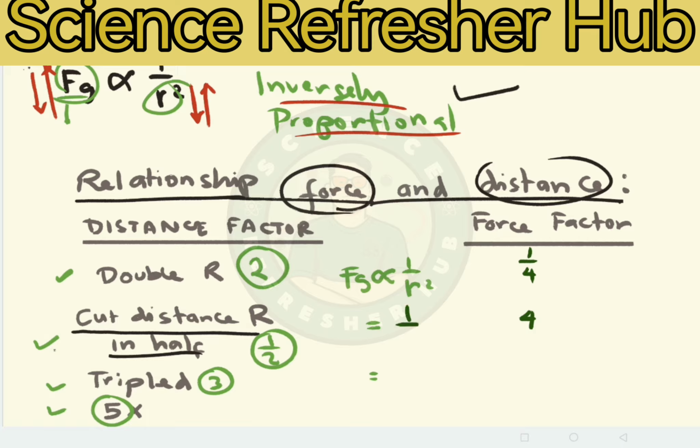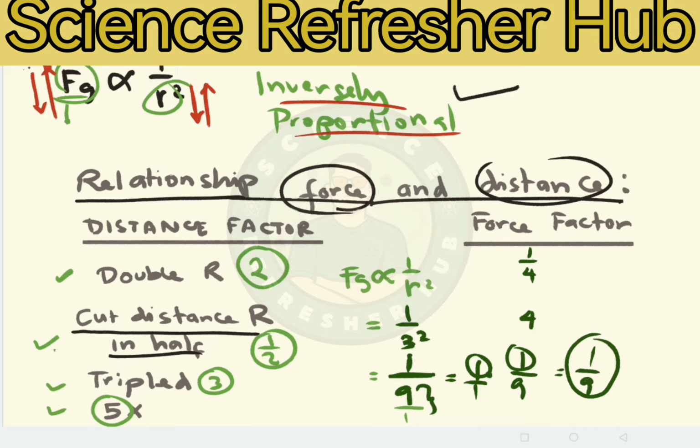So 1 over 3 squared, that's 1 over 9. Then, of course, as I said, it will have 1 here. So we will try to divide fractions now. 1 divided by 1 over 9, so make it multiplication, and the inverse of it. 1 times 1, that's 1. Then we have over 1 here. 1 times 9 is 9. So this is the force factor if we will triple the distance r.